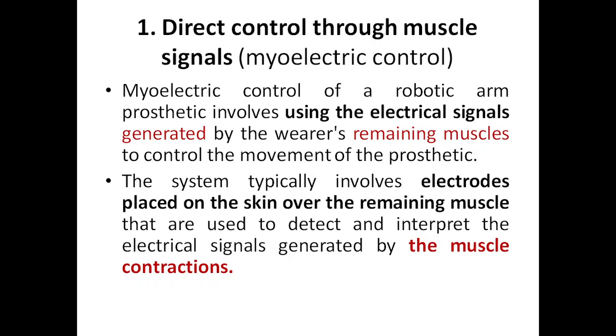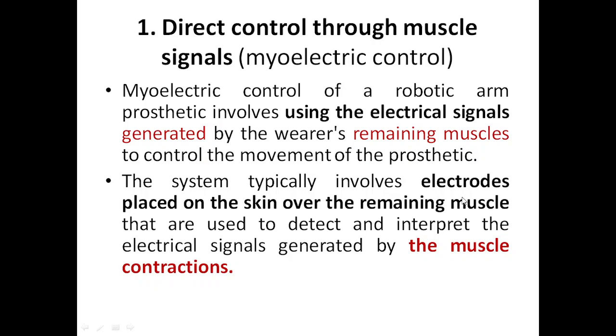That's why we call it direct control through muscle signals, because with the help of the remaining muscles, we connect to the prosthetic so that the movement of the muscles directly shifts to the prosthetic. In that case, a brain machine interface is not required. The muscle is already getting the signal from the brain, and you are just attaching the prosthetic, so the movement will happen accordingly.